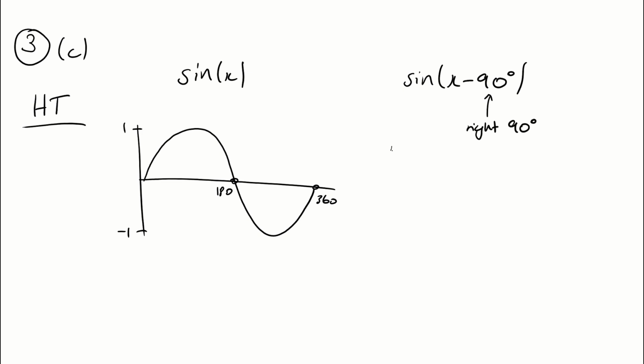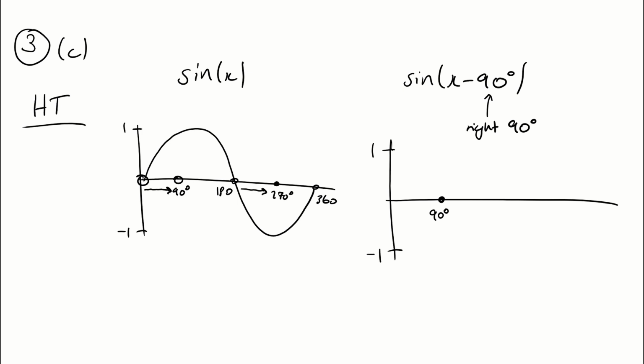So if I compare with my new function, I'm still running from 1 to -1. I'm not changing the height at all. This is only a horizontal translation. But instead of starting here at 0, I now need to shift this starting point to 90 degrees. So I'm actually going to be starting here at 90 degrees. And this point at 180 degrees now needs to shift all the way out to 270 degrees. So I'm actually going to be intersecting here again at 270.